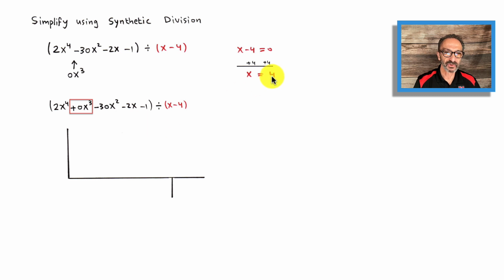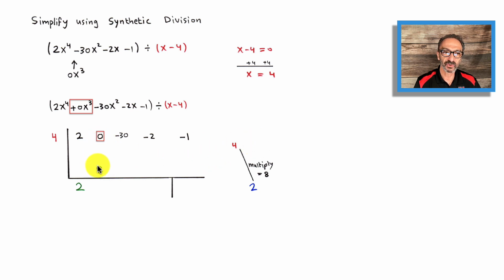Next, we talked about the 4. Let's put the 4 outside. Let's put the coefficients inside. 2 goes here. 0, we don't want to miss the 0. Negative 30, negative 2, and negative 1. Same like last example. We're going to bring the 2 down. We're going to multiply 2 times 4. Let's put it on the side. 2 times 4 is 8. Where do you put the 8? Right here.